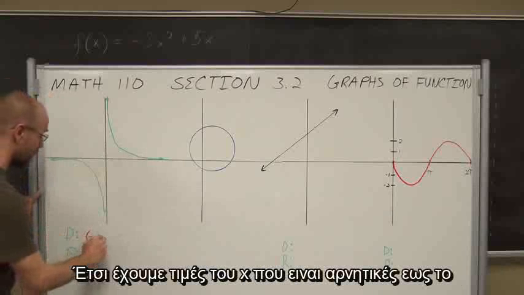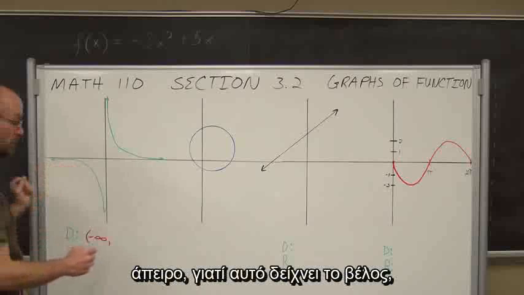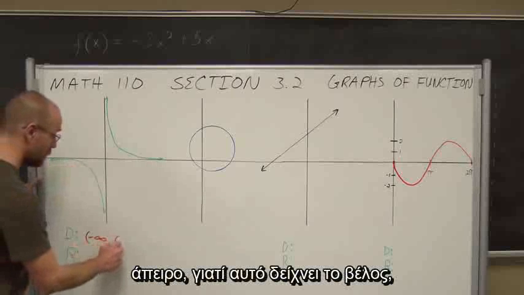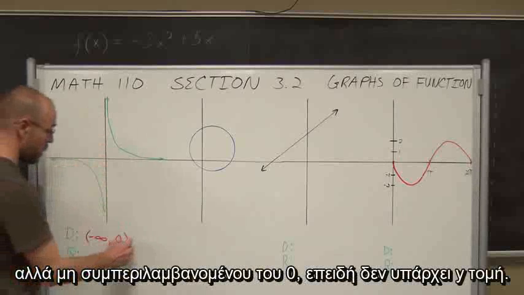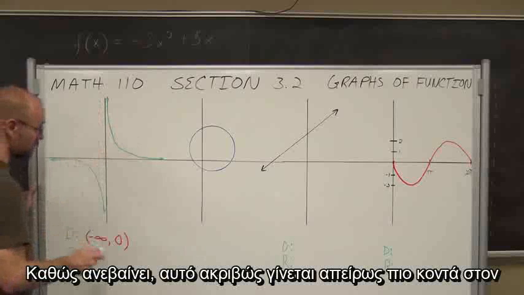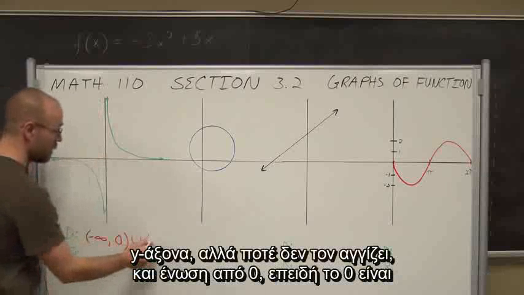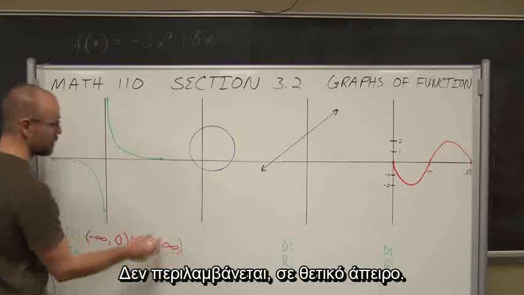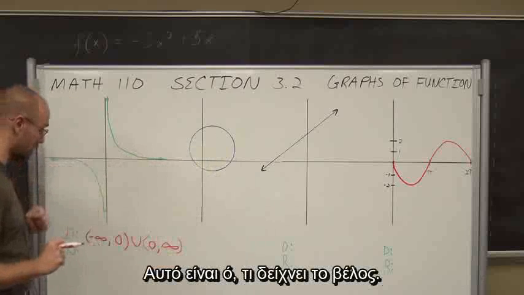So we have values of x that go all the way to negative infinity, because that's where this arrow points, up to 0, but not including 0, because there is no y-intercept. As it goes up, it just gets infinitely closer to the y-axis, but never touches it. And union from 0, because 0 is not included, to positive infinity. And we can see that this goes on for infinity. That's what the arrow indicates.